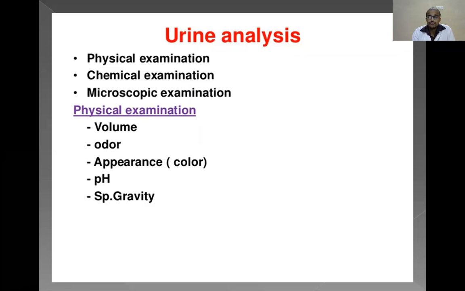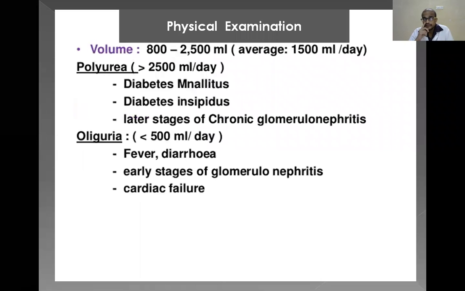For example, if the volume is increased, polyuria, that can be seen, that is more than 2500 ml per day. Normally 1500 to 2000 ml per day is the normal. So normally we will be taking 1500 ml per day as an average.